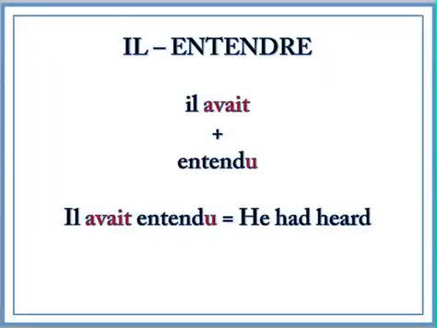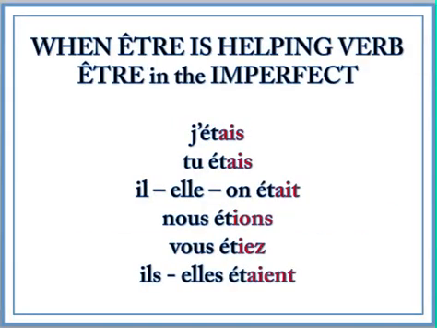The actual word avoir is not always going to be present, but in the plus-que-parfait, even when we use être as a helping verb, you're going to translate it with the English word had. I'll show you what I mean and it'll make more sense. Let's have a look then at when être is the helping verb in the plus-que-parfait.